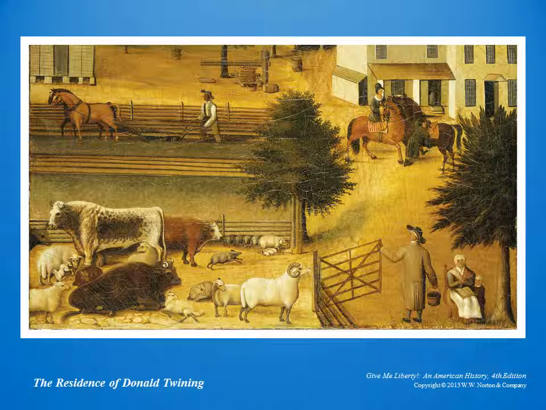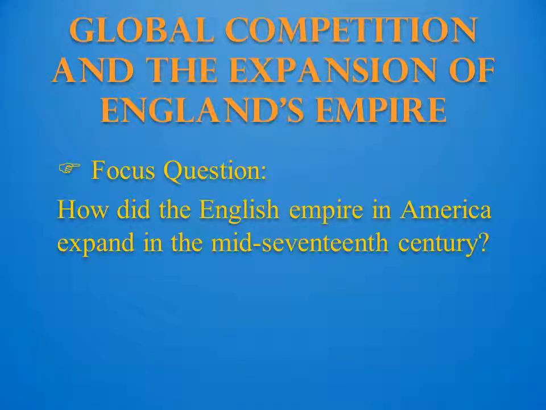First slide, we have the painting, The Residence of Donald Twining. This is a painting to show you the typical Anglo, which means white in English, American colony, the farm.